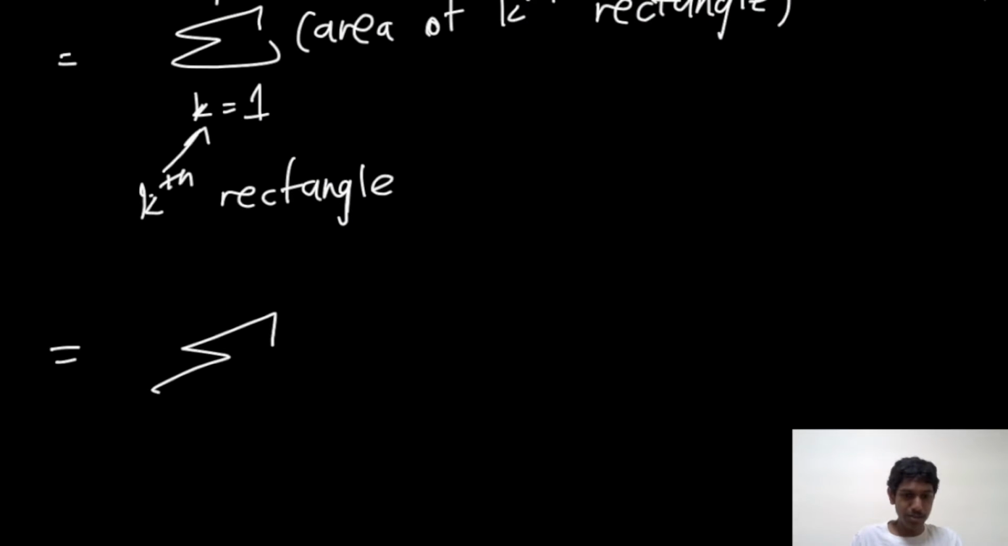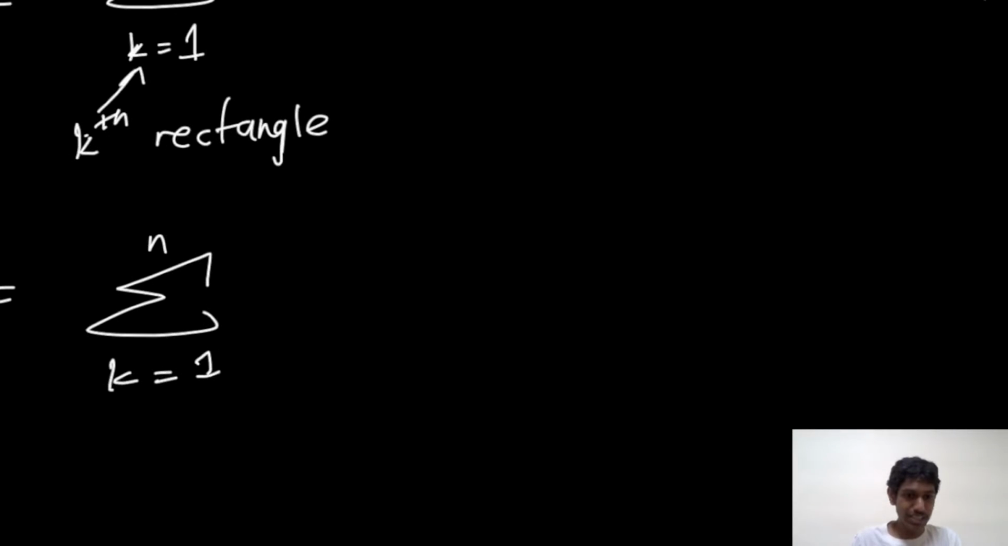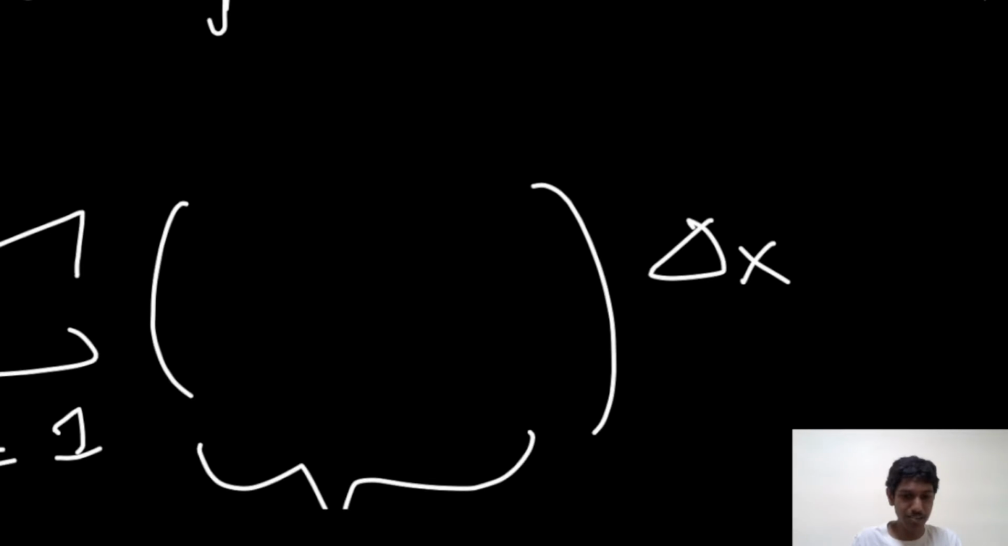So let's really start to express this mathematically. We know that the width is just delta x the entire time, and that doesn't change. So I'll write that over here. But then it's going to be multiplied by some height value, right? So what is the height of the kth rectangle?